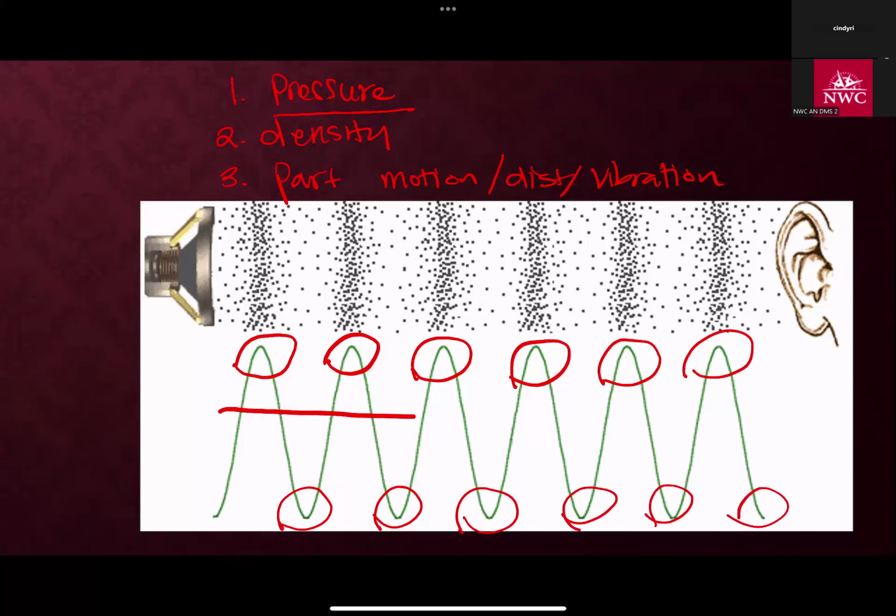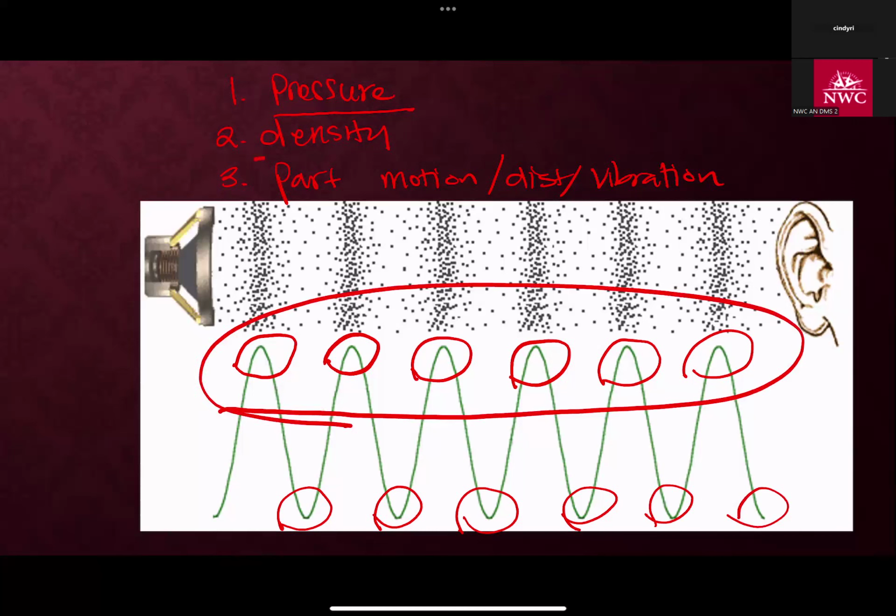If we focus on just this top half, where pressure is high and density is high, for a moment, when we're talking about a new topic, which is tissue harmonics, you kind of have to forget about the density, because the only thing that really matters when we're talking about harmonics is pressure.